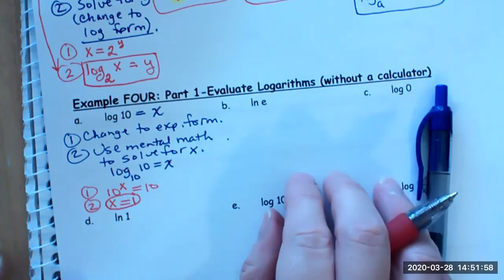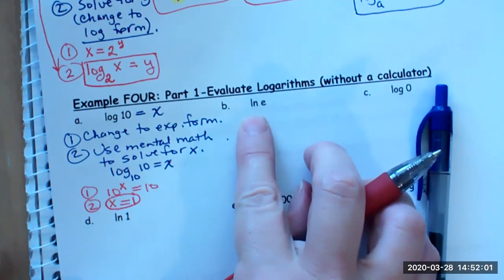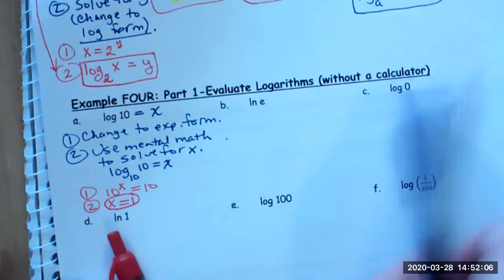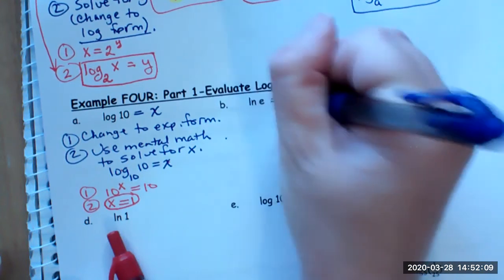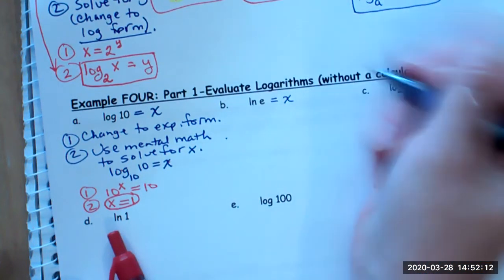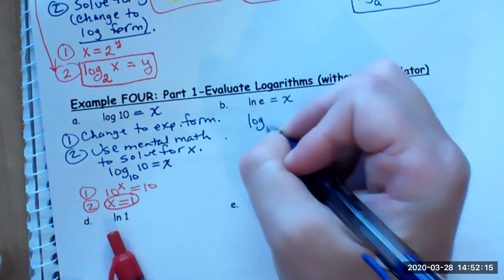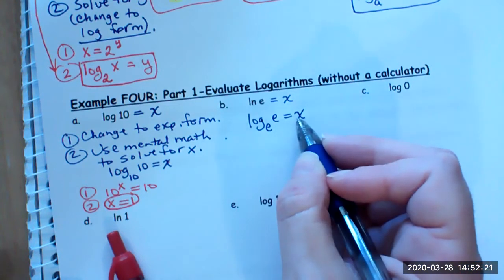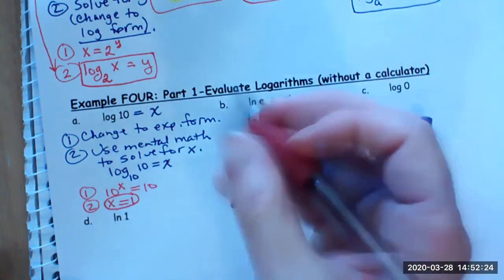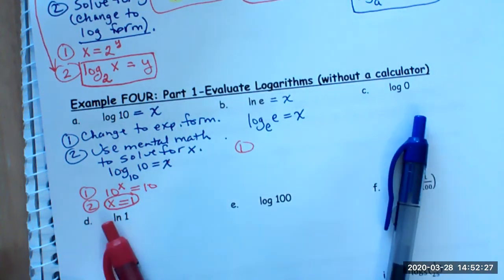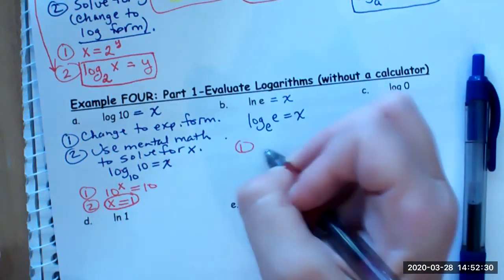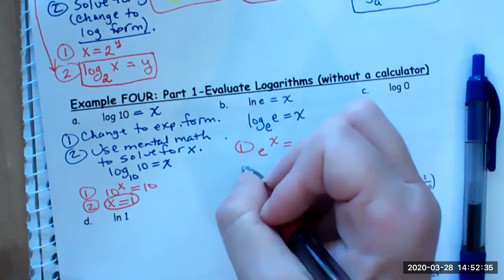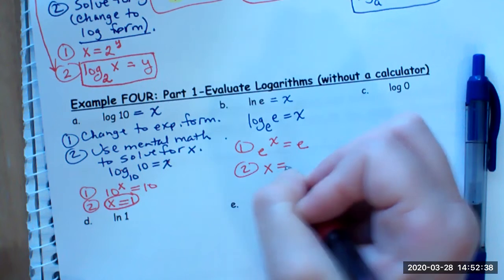Let's look at part B, natural log of e, okay? So natural log of e, again, I'm going to set this expression equal to x to make it into an equation. I'm also going to rewrite this. I'm going to write log base e of e equals x to make it easier for myself to be able to change it to exponential form. And now I'll go through the 2 steps, changing it to exponential form. So I've got e to the x is equal to e. And again, I'm going to get x is equal to 1.